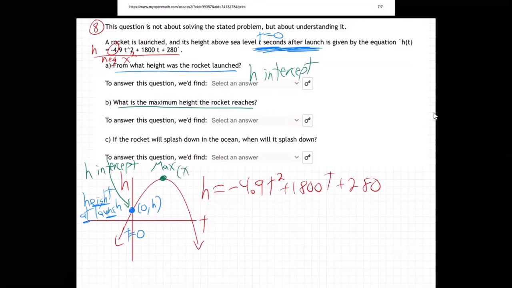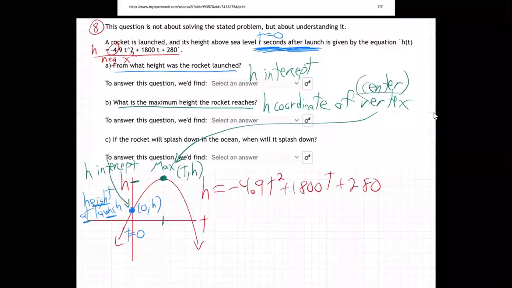And that maximum has a t coordinate and an h coordinate. It's over at some time, up at some height, isn't it? So the height is the h coordinate of the vertex. Remember, this point right here is the vertex of the parabola. The center of a parabola is called the vertex. So the center of the parabola is where you get the maximum height of the parabola.